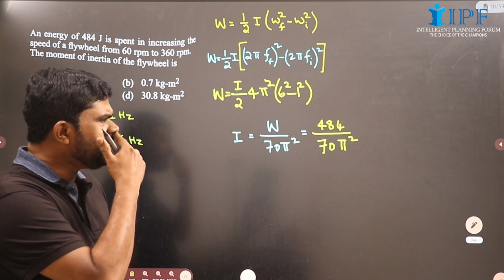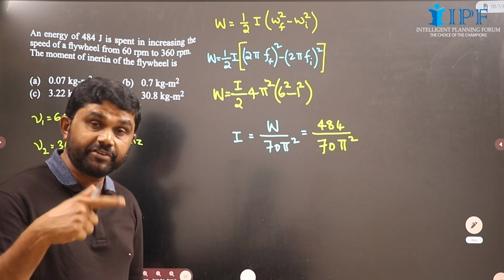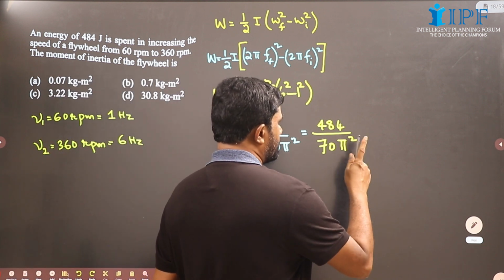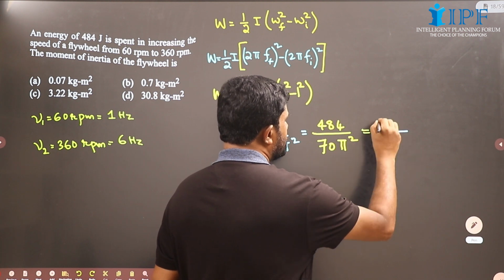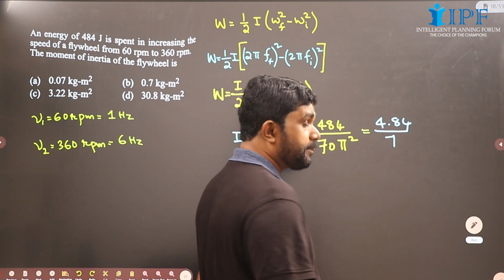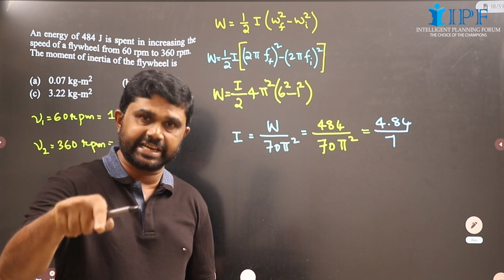Okay, now see, if you take that pi square approximately equal to 10, you will get 700 in the denominator, and 484 in the numerator. Or we can write this as 4.84 divided by 7 approximately, because I have taken that pi square as 10.